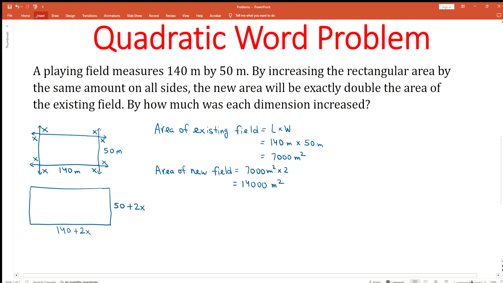In this problem, we have to find by how much was each dimension increased. As per the second rectangle we drew, each dimension was increased by 2x. This is another important concept we need to understand to solve this type of problem. So in order to find the increase in each dimension, we have to find the value of x. And for that, we have to write an equation with x. We have to use the formula for area of a rectangle for the new playing field.